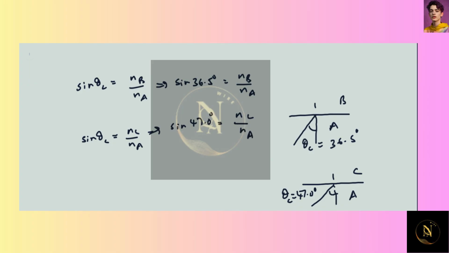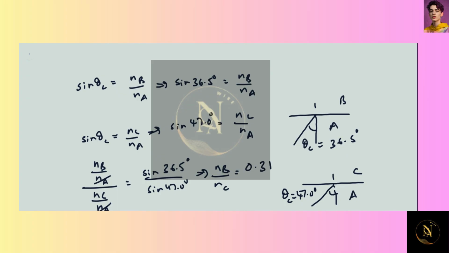Now, if you divide the refractive index NB over NA by the refractive index NC over NA, that is equal to sine of 36.5 degrees divided by sine of 47.8 degrees. And you can eliminate NA from here. So that would give you the ratio between the refractive index of B and the refractive index of C is equal to sine of 36.5 divided by sine of 47.8, which is equal to 0.318.